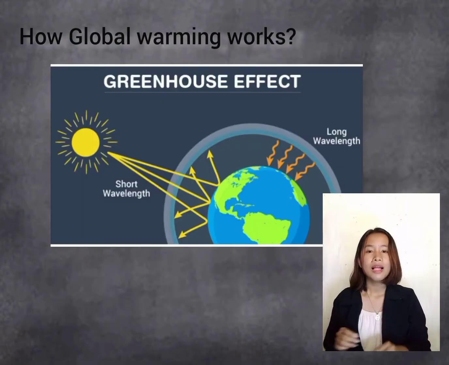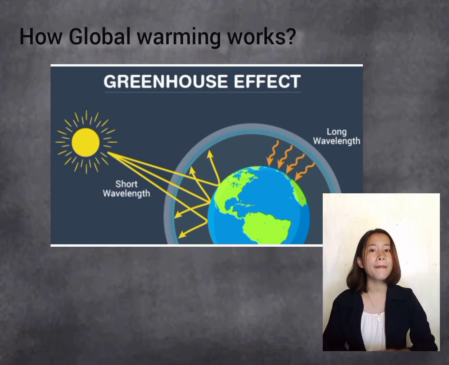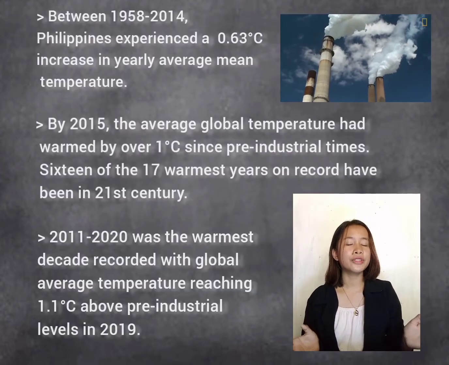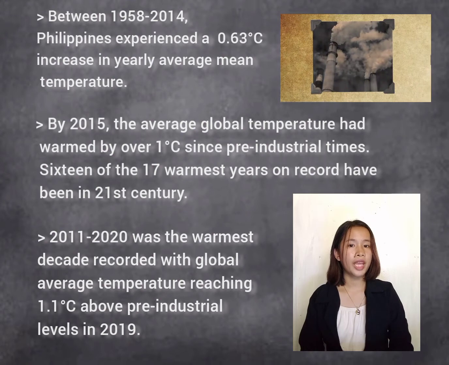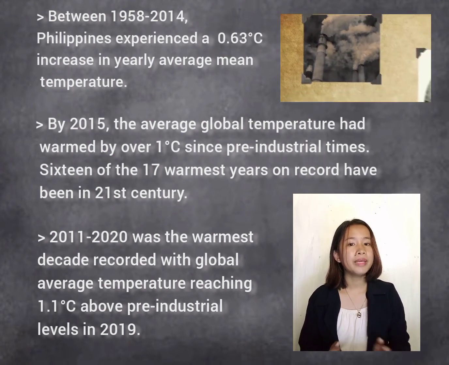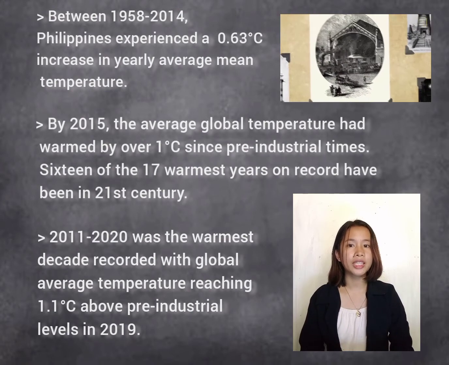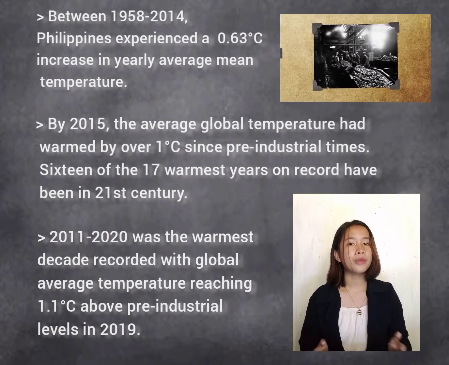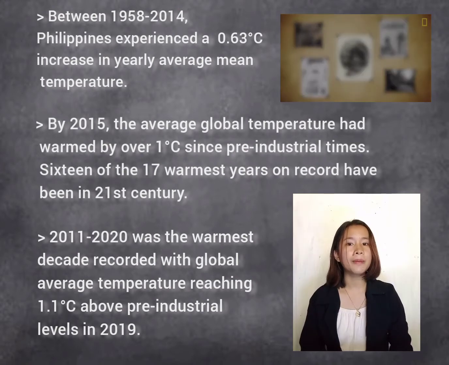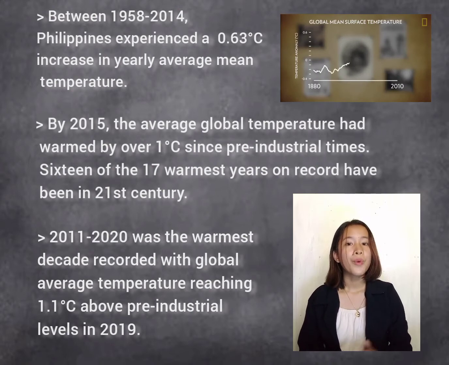Now, let's talk about how global warming works. The sun's energy passes through Earth's atmosphere. This energy is trapped inside the atmosphere and cannot rebound back to outer space. According to a study, between 1958 and 2014, the Philippines experienced a 0.63 degrees Celsius increase in yearly average mean temperature.